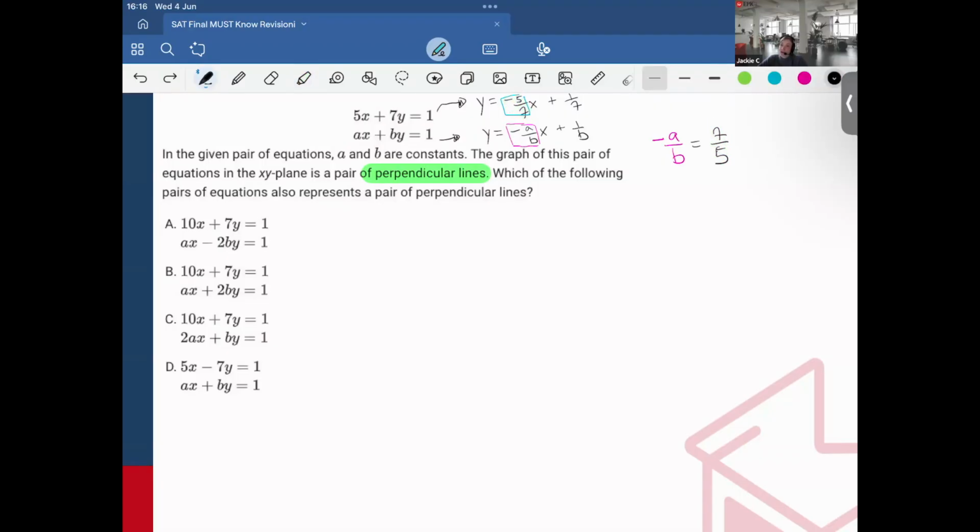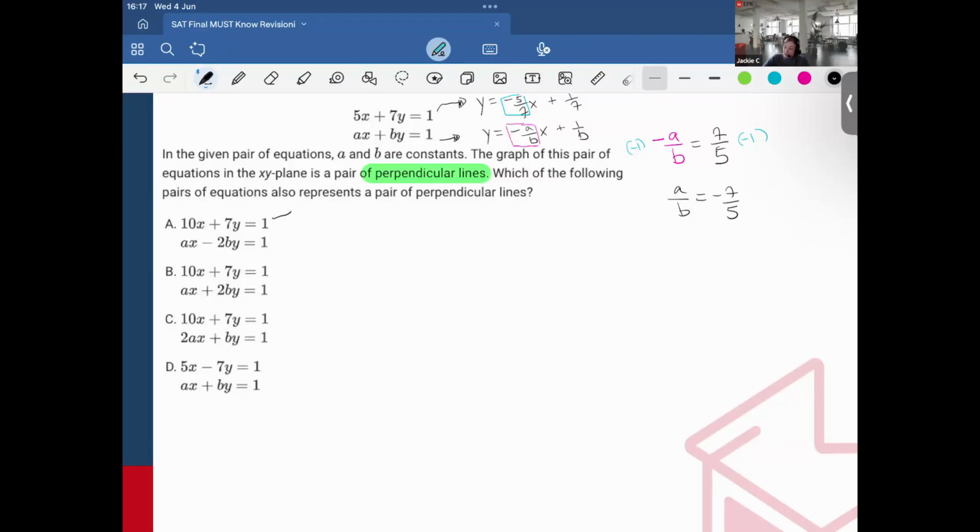Okay, so I have that down. And just another way to see this, if I don't want to deal with the negatives, if I multiply each side by -1, that's the same as saying that a over b is equal to -7 over 5. Okay, and then I'm asked which of the following also represents a pair of perpendicular lines. So I'm looking for which one of the answer choices also provides this same relationship.